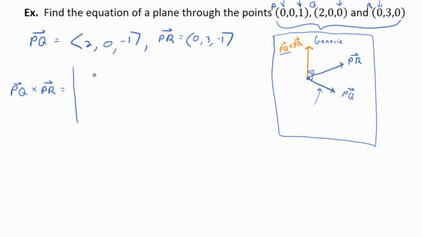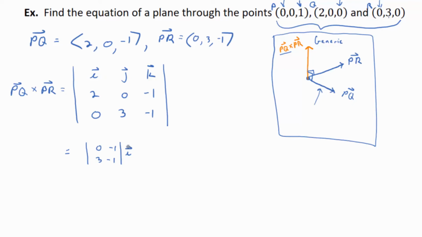This is good review. Across the top of your pseudo-determinant, i, j, k. In the middle, you'd put the components of PQ: 2, 0, negative 1. On the bottom, PR: 0, 3, negative 1. Cross out, at least in your mind, that first column. What submatrix is left? 0, negative 1, 3, negative 1. That's times i. You figure out that determinant, and that'll be the i component of PQ cross PR.